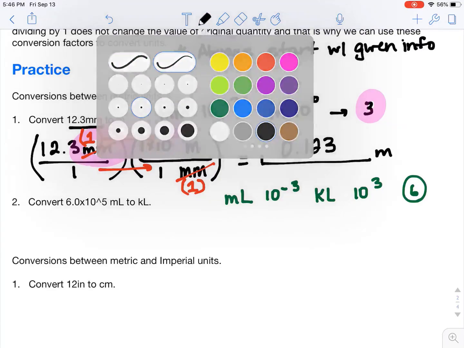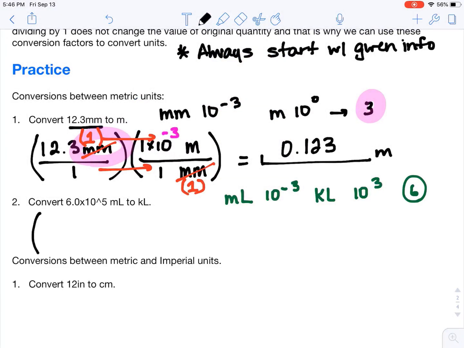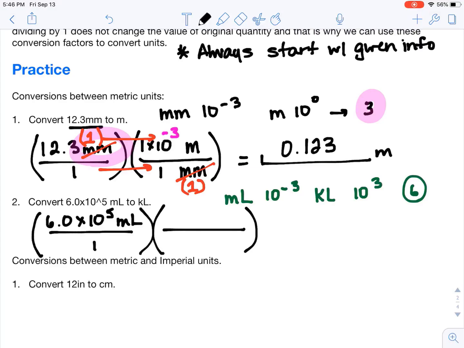I'm going to go ahead and set up my relationships, first starting with my given information. So 6.0 times 10 to the 5th milliliters, putting that over 1. And then I'm going to arrange my conversion factor so that I can change from milliliters to kiloliters, meaning that I need milliliters on the bottom and kiloliters on the top.